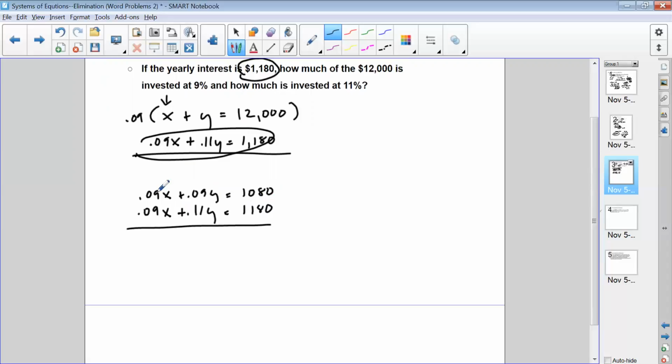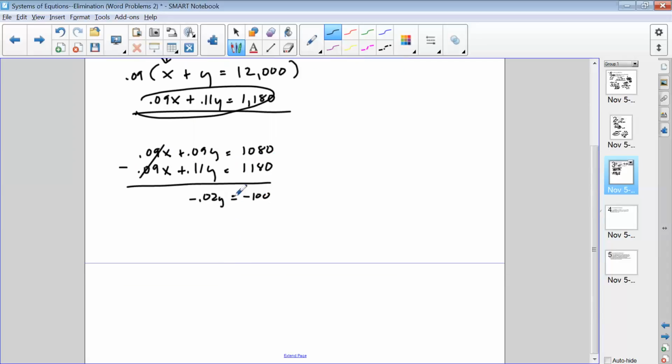And since the X coefficients are the same and same sign, I'm going to subtract. And then I subtract here, I'm going to get a negative 2/100ths Y. And then I subtract that, I'm going to get negative 100. So I divide both sides by negative 2/100ths. And Y will equal 5,000. What does that mean?